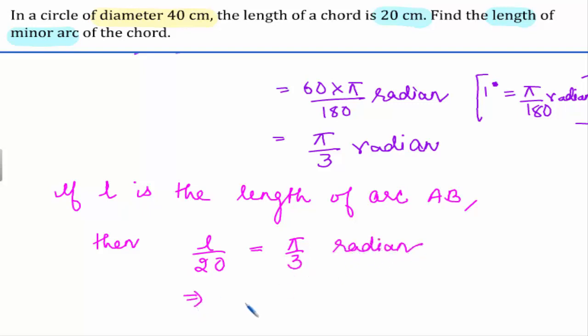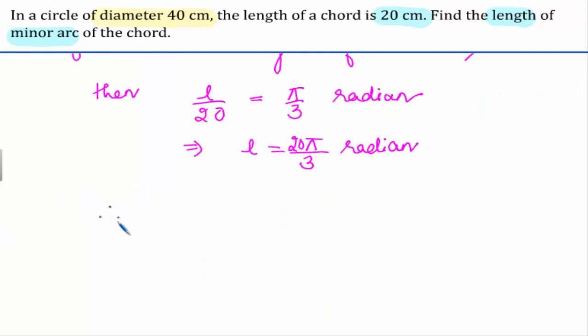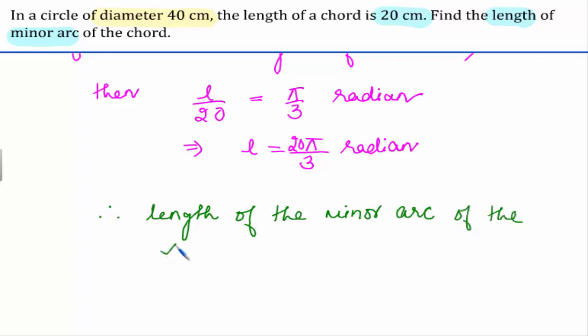So this implies that L is equal to 20 pi divided by 3 radian. Therefore, our answer is the length of the minor arc of the chord is 20 pi by 3 radian. This completes the solution.